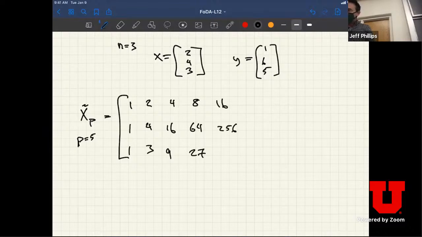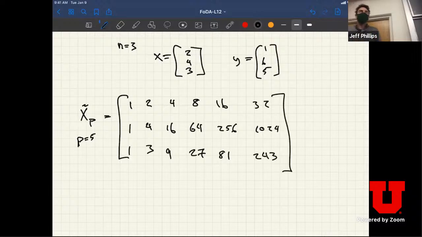And let me just write the other ones up, right? 16, 256, 81, then 32, 1024, 243, and y is the same as it was before, right? So this is how I do this expansion. It's not too hard to do, but now you see a concrete example of what this looks like.